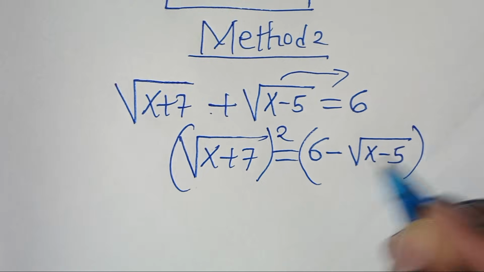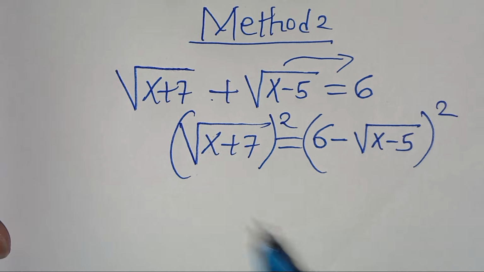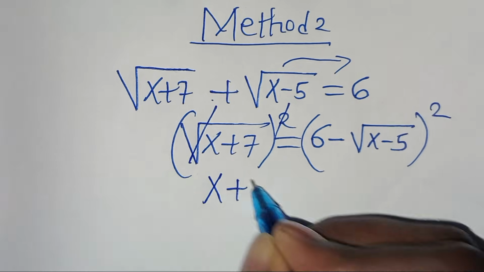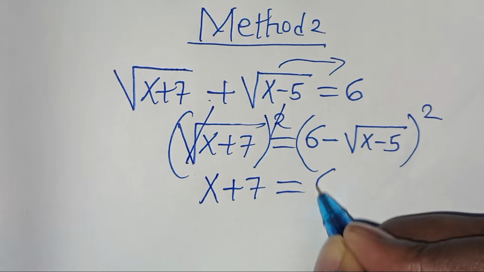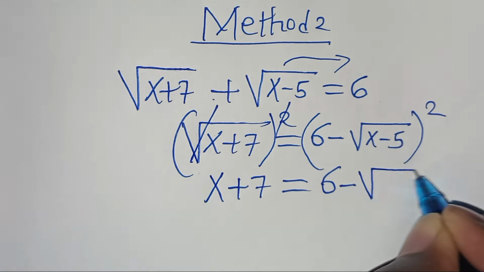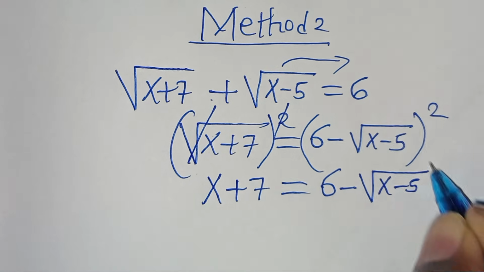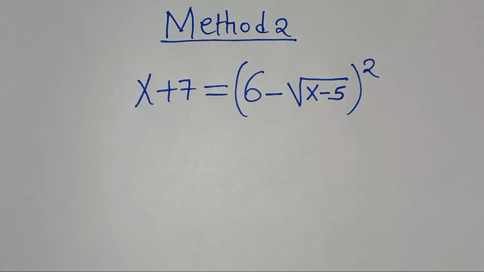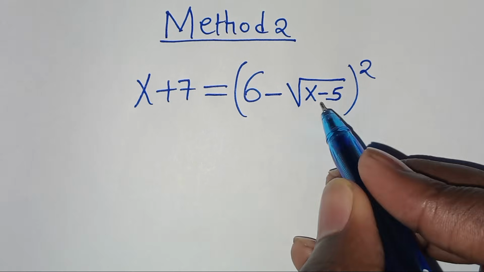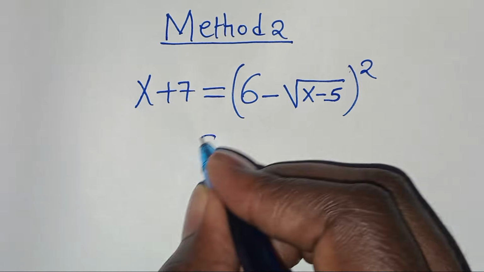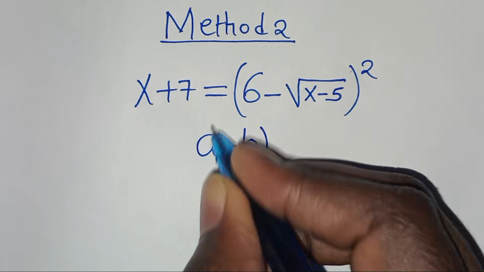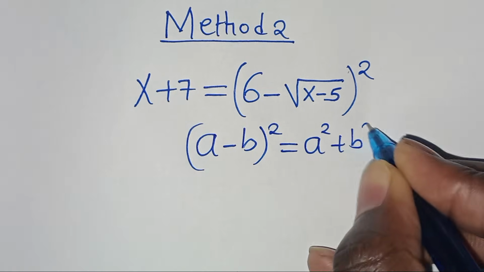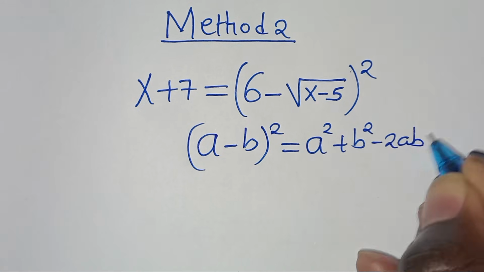So let's square both sides, so that we eliminate the square root sign on the left hand side, and we have x plus 7 equal to 6 minus the square root of x minus 5, raised to the power of 2. Now we have 6 minus the square root of x minus 5 to the power of 2. This is in the form of a minus b raised to the power of 2, which we can express as a squared plus b squared minus 2ab.